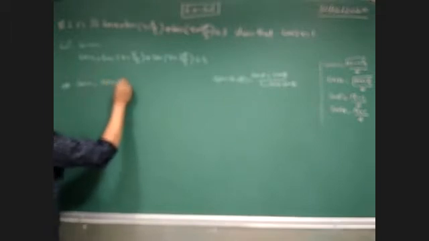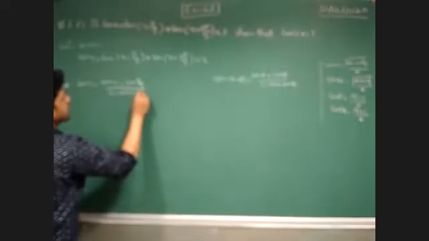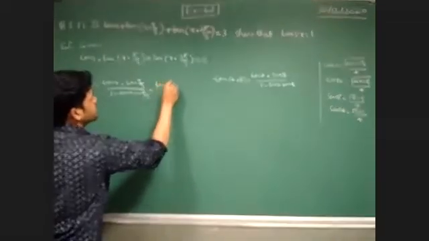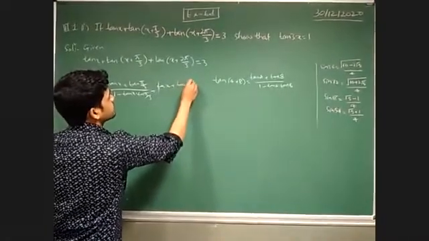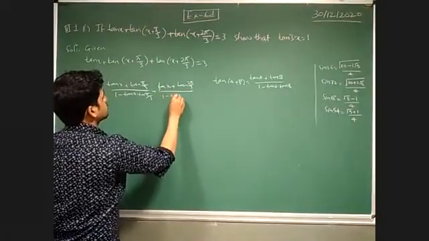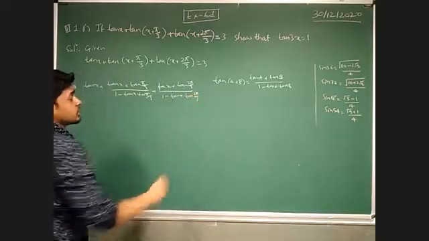So I will get tan x plus (tan x plus tan π/3) divided by (1 minus tan x into tan π/3), plus (tan x plus tan 2π/3) divided by (1 minus tan x tan 2π/3), is equal to 3.